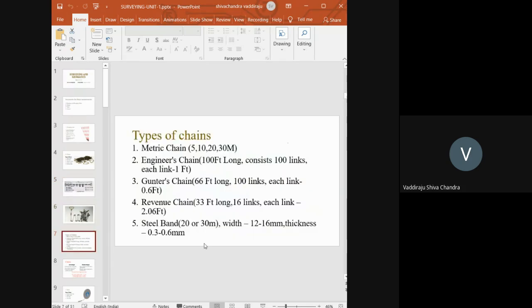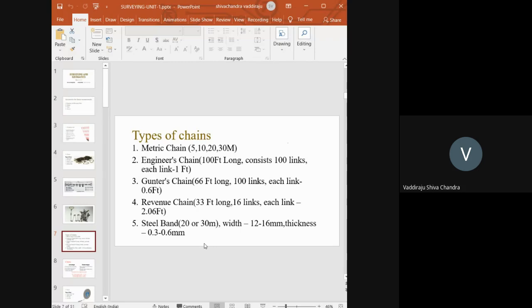So we have various types of chains. The basic one which we generally use is the metric chain, which is available in 5 meter, 10 meter, 20 meter, and 30 meter lengths. Another type of chain is the engineer's chain, which is 100 feet long and consists of 100 links. Each link is 1 foot. In a metric chain, each link is 0.2 meters. In an engineer's chain, each link is 1 foot, that is, the least count of an engineer's chain is 1 foot.